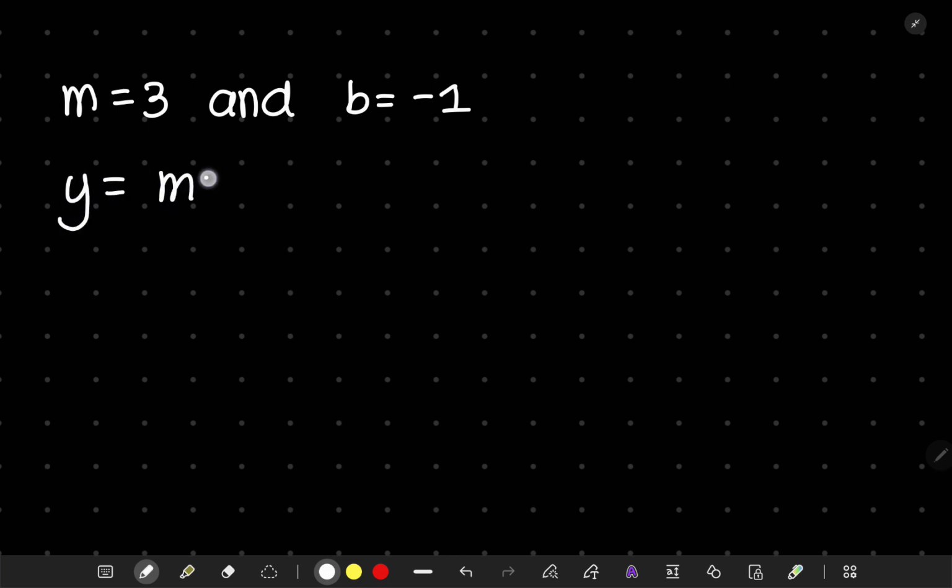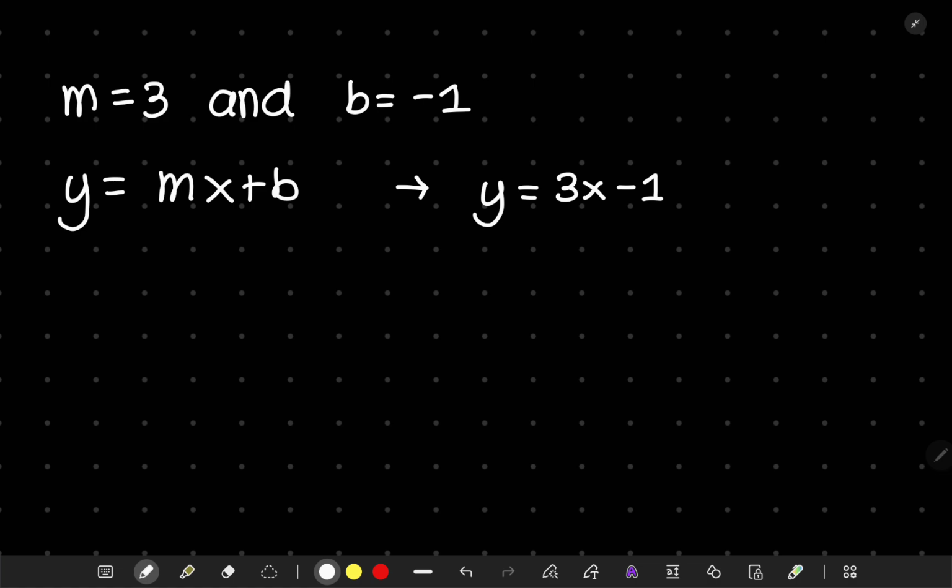I want to find out some linear equations, and one of the ways that we can find it is, well, let's just say we were given some values. Suppose that we have m equals 3, and b equals -1. All you have to do is just simply plug it in, giving us y equals mx plus b. I know that m is equal to 3, so I'm going to say 3x. Instead of plus b, I'm going to put -1.